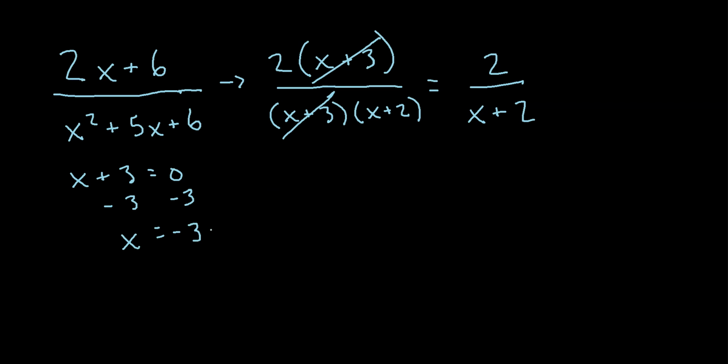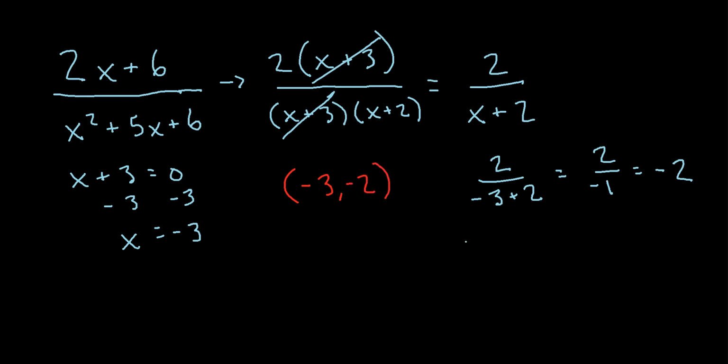To figure out the y value that corresponds to that, we just need to plug it into this simplified expression here. So if we plug in a negative 3, we get 2 over (negative 3 plus 2). So that simplifies to negative 3 plus 2 is a negative 1. So 2 over negative 1, which is just negative 2. So that's the y value. So the hole occurs at the coordinate (negative 3, negative 2).